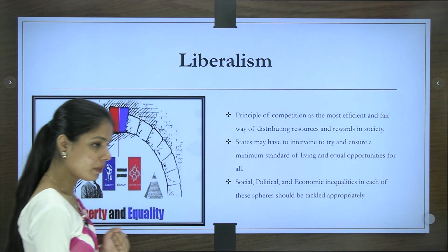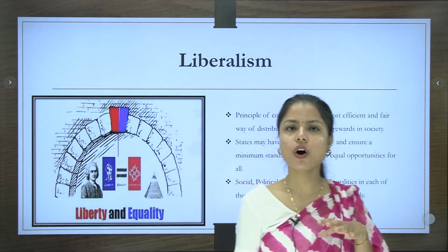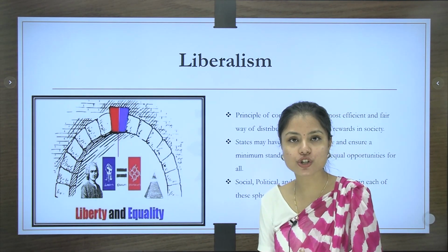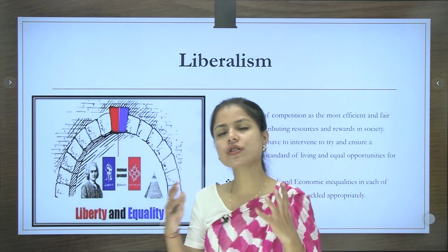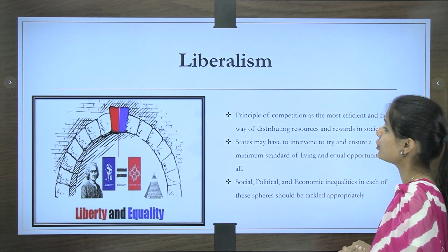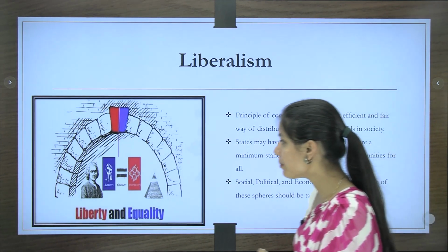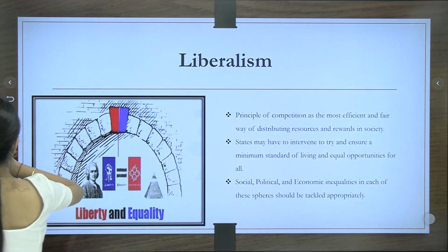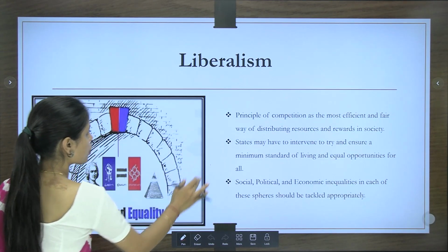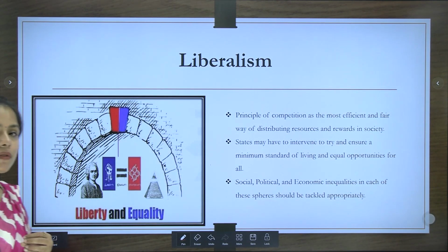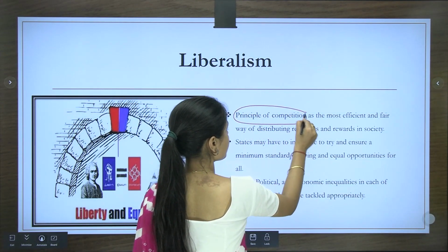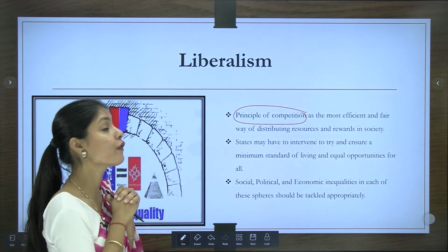Okay, now again, a very important aspect. As opposed to the idea of socialism that believes that there should be state ownership of material resources, the resources of the country should be owned by the state, we have this very important ideology of liberalism. And for liberalism, the most important virtue is competition. So liberalism believes having state ownership of property or state ownership of resources won't solve the problem, because the most important concept is the principle of competition.